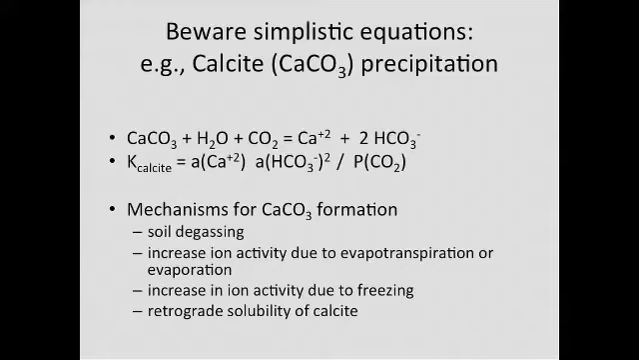Calcium carbonate formation, we can do it by soil degassing. We can change the ion activity, do evapotranspiration or direct evaporation. We could change the ion activity by freezing. We have retrograde solubility, a bunch of different mechanisms.